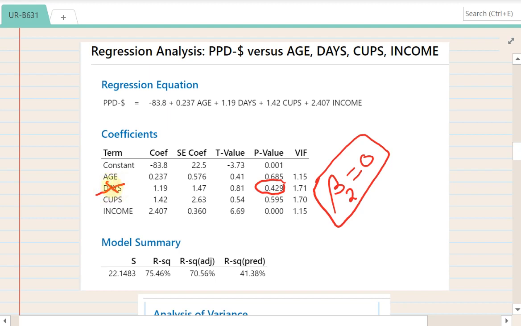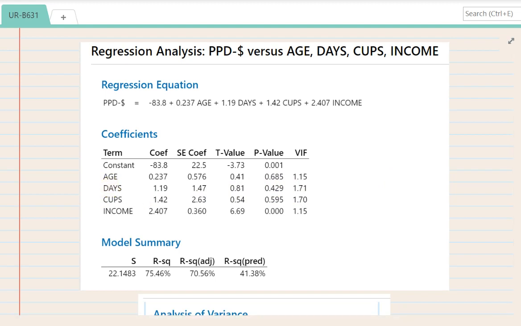In presence of income, cups, and age, you don't need days as a predictor of the amount of prepaid cards that will be purchased at the Starbucks by the consumers or the customers. So that's what these individual p-values do. They're very important in our work, by the way, everyone.